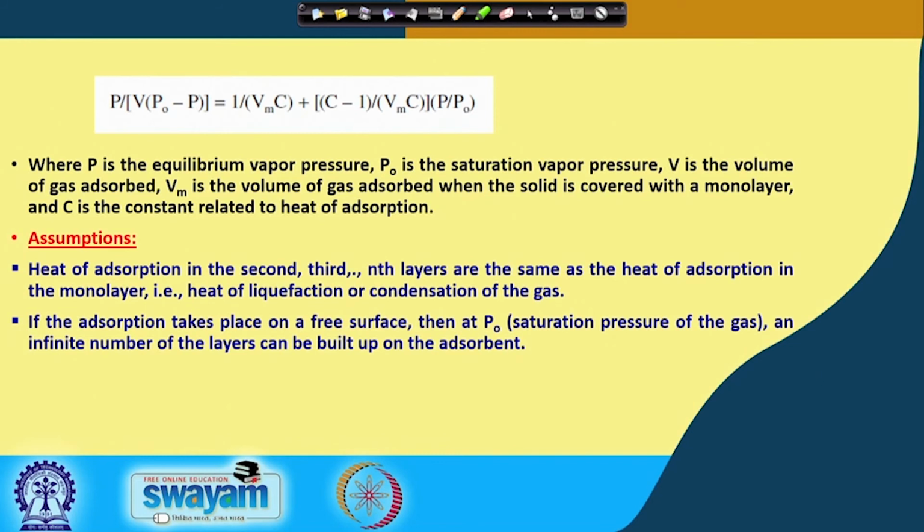Now, what are the assumptions? The assumption of the BET equation is that the heat of adsorption in the second, third and nth layer is the same as the heat of adsorption in the monolayer, that is, the heat of liquefaction or condensation of the gas. And secondly, if the adsorption takes place on a free surface, then at P0, that is the saturation pressure of the gas, an infinite number of layers can be built up on the adsorbent. So, these two are the basic assumptions of the BET equation.